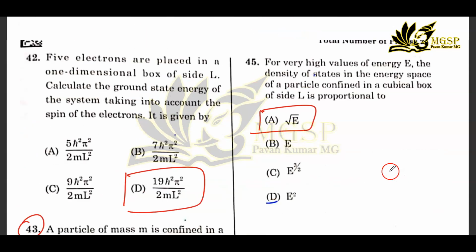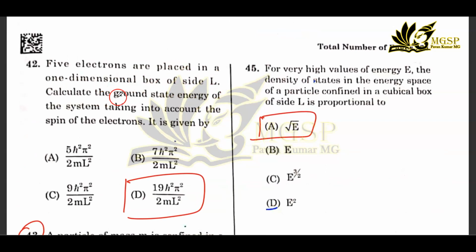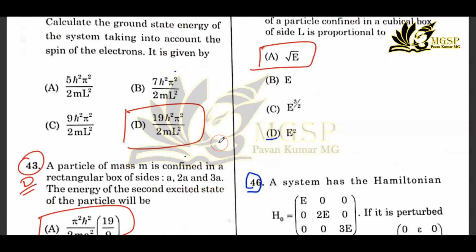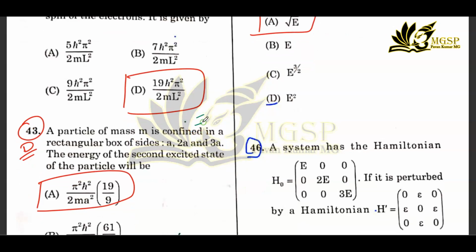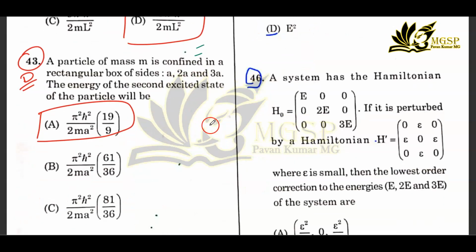Next, coming to 5 electrons placed in a one-dimensional box. This was also discussed. Next, I have one more doubt here. So the approximate value you can write. The nearest answer, usually it will be 22 by 9. So what I got, if they have taken it as not greater than one, this will be correct.